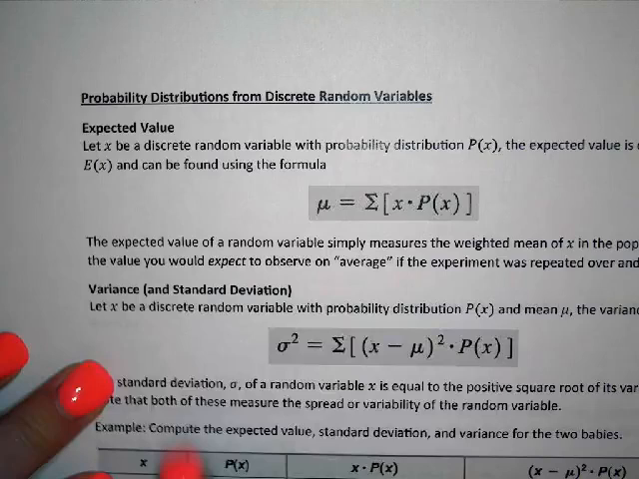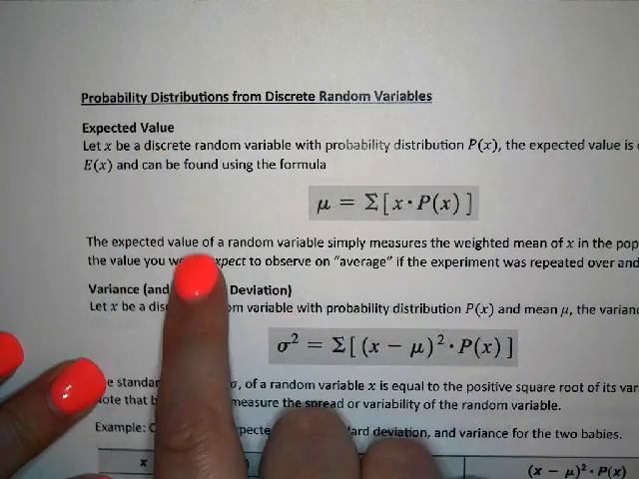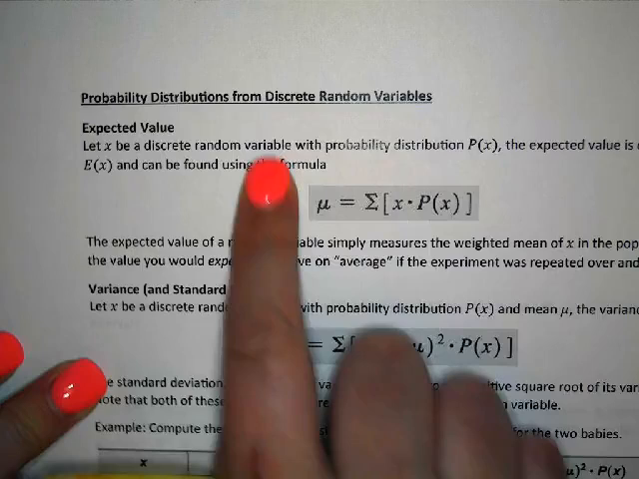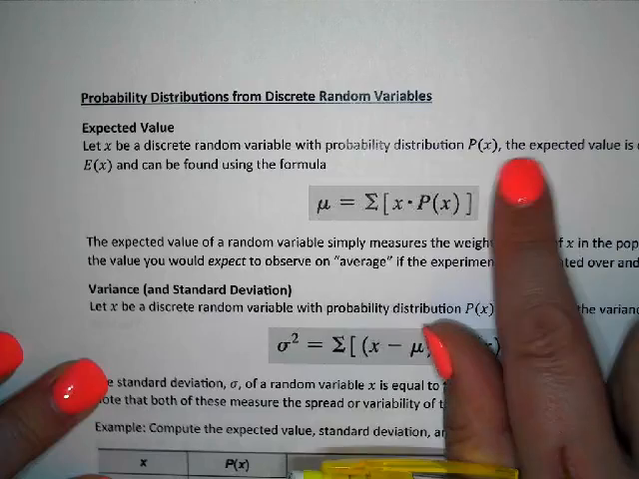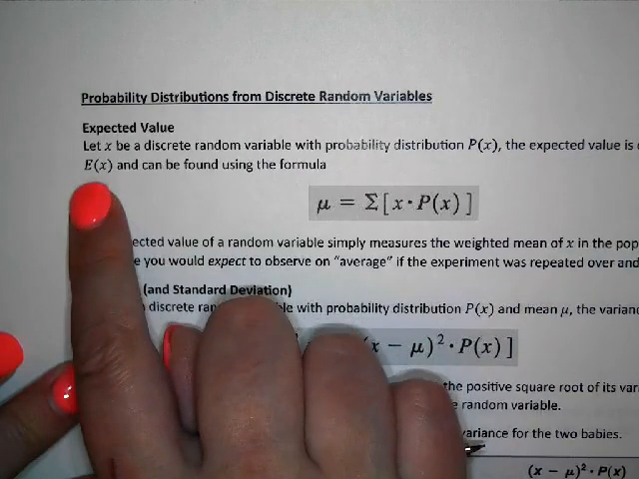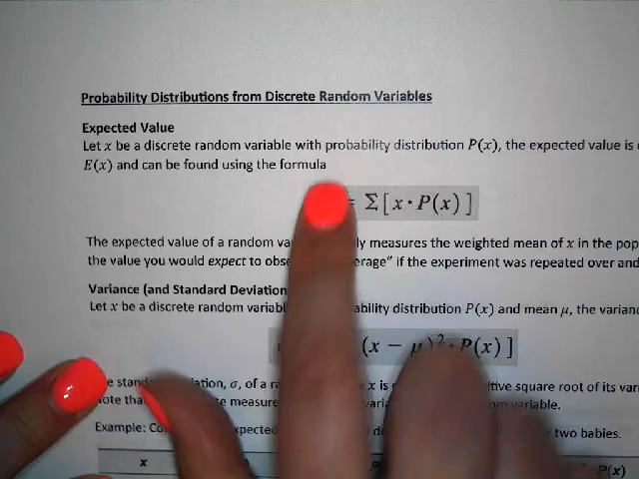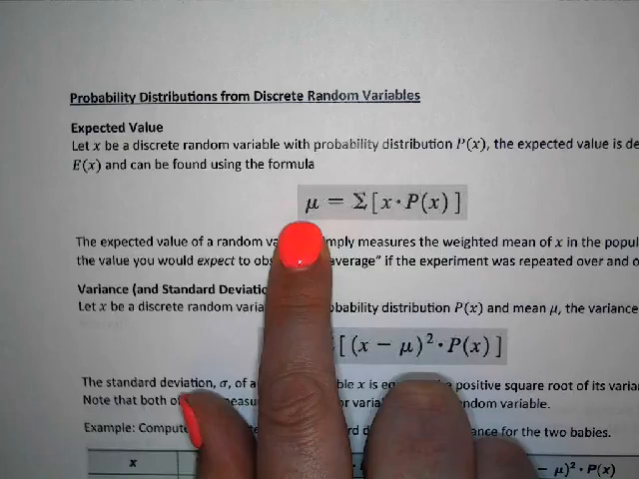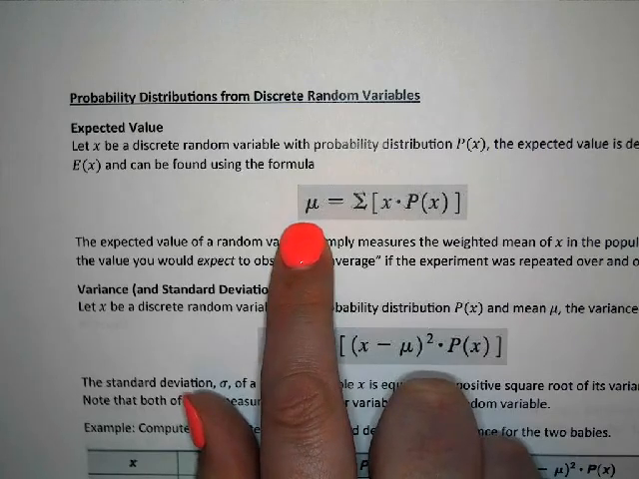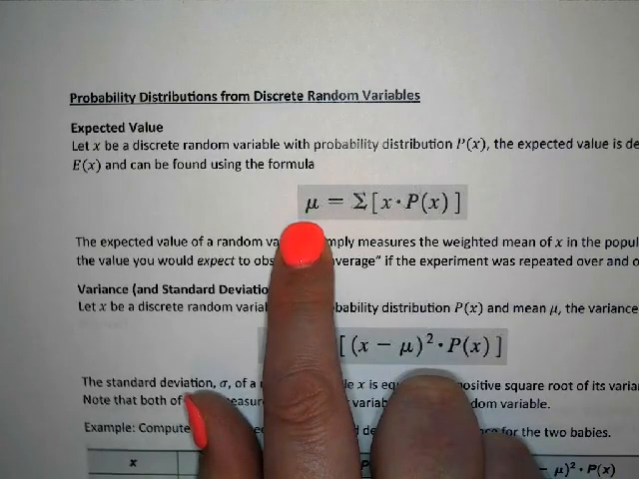The first is expected value. So it says let X be a discrete random variable, which we already talked about, with a probability distribution, probability of X. The expected value is denoted by E of X and can be found using this formula. And this is just the formula for mu. If you recall, we had calculated this before, but we didn't really use mu because we were never talking about the population. So here we're going to be talking about the population, but this is what we were doing for the sample statistics, when we were talking about X bar. This is the mean.